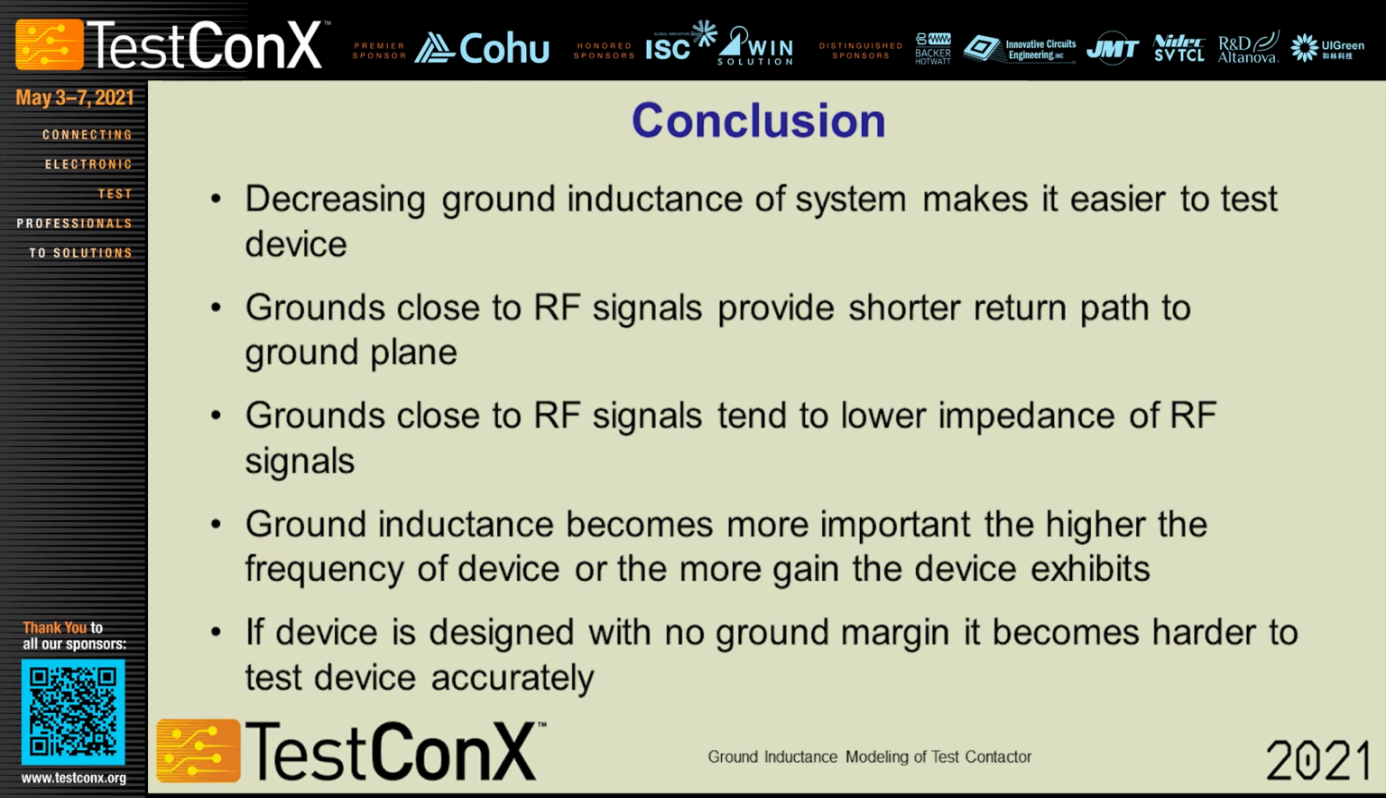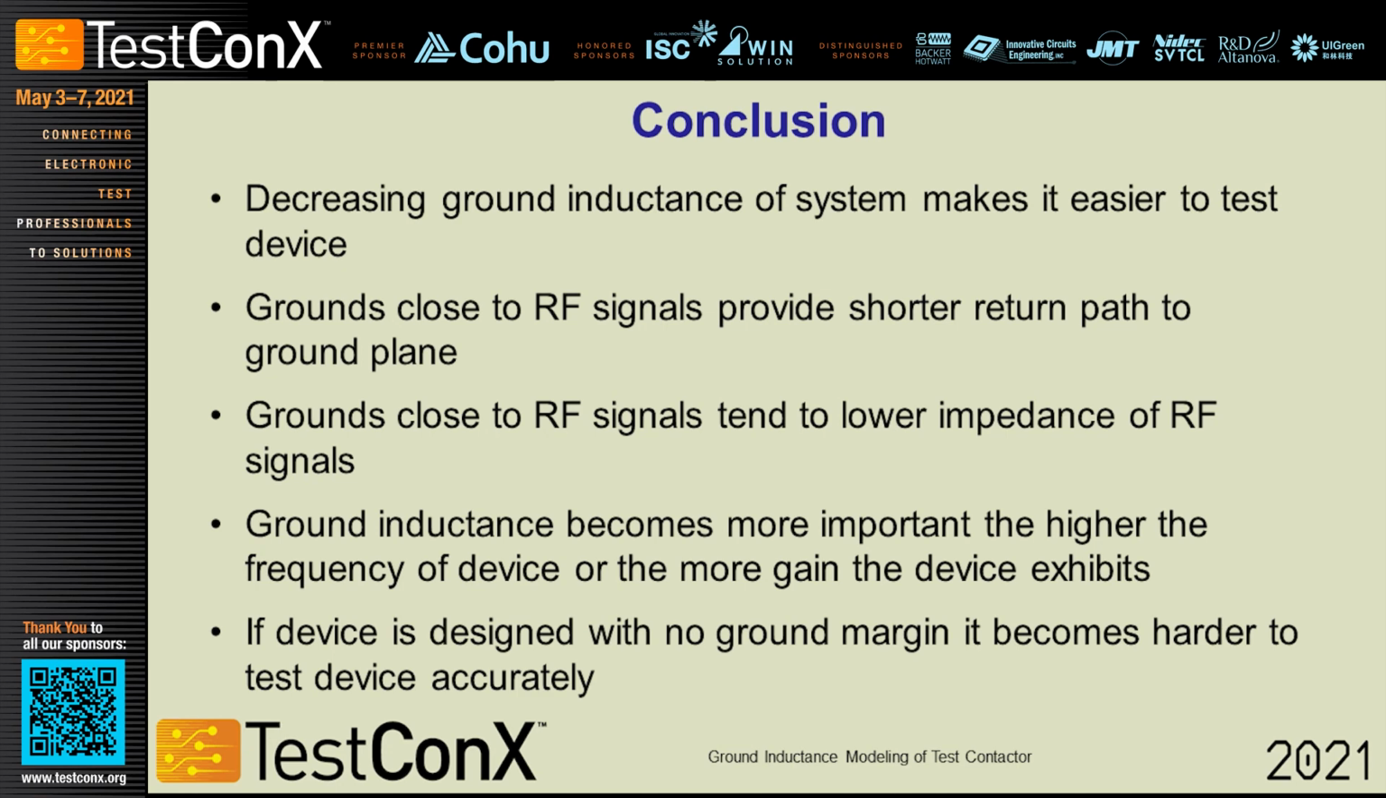If the device is designed with no ground margin, it basically becomes harder to test the device accurately. And if the margin is insufficient and the contactor has more ground inductance than the device can handle, typically what you'll see is maybe oscillations or very different performance to what you're actually expecting when you measure the device. The calculation of ground inductance in this paper is just an estimate. It typically overstates the real ground inductance by a small amount, but this provides a margin for different test conditions.